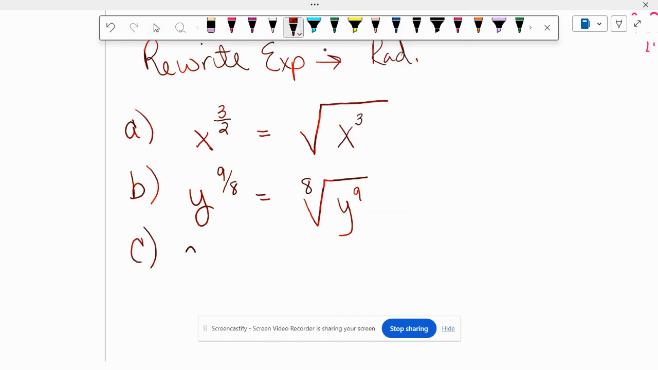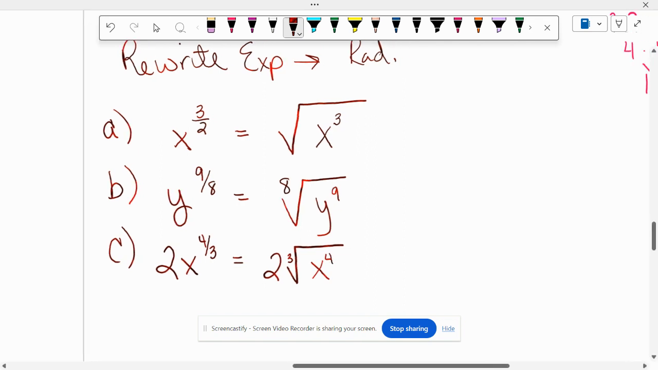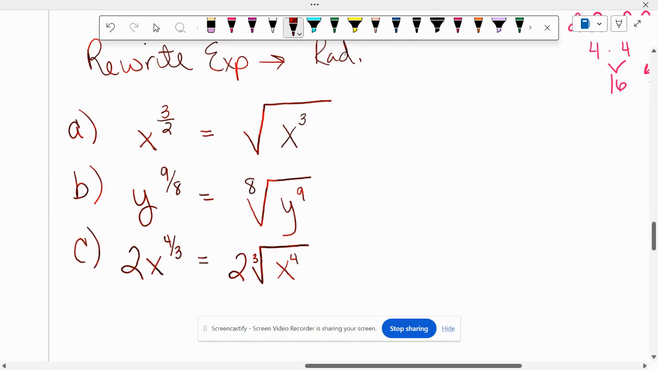Example C, 2x to the 4/3 power. Is 2 being raised to an exponent at all? No. So 2, and then your radical symbol. What root or index needs to be on my radical? Cubed. Good job. I'm going to slide that over and go to example D.